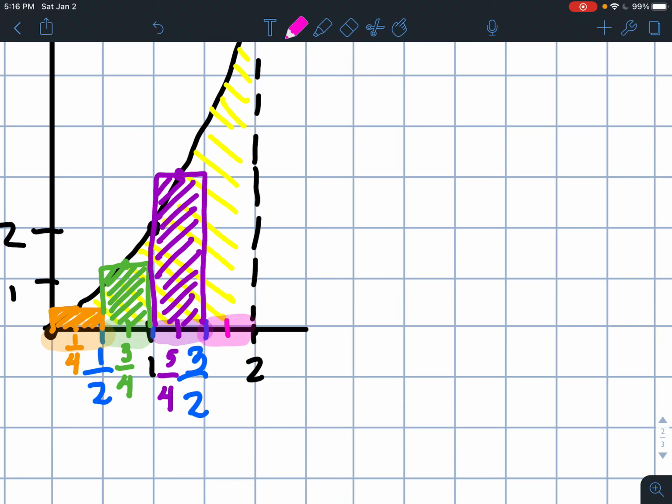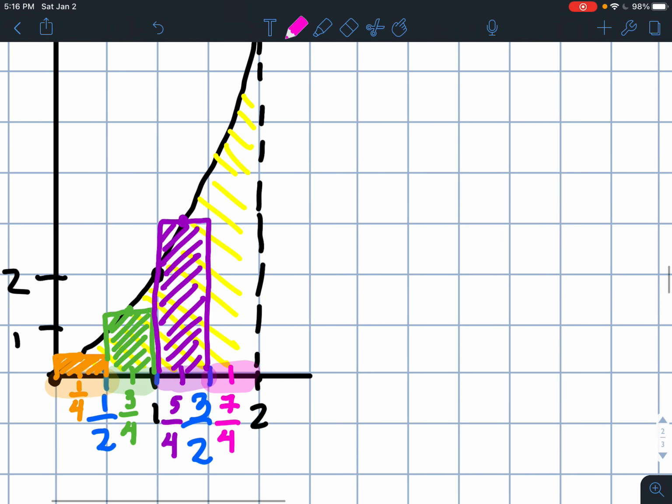And then my last one would be, so between 3/2 and 2, you're really just finding the average of those numbers, but that's going to be 7/4. Going up to the function at that value, and then drawing my rectangle in.